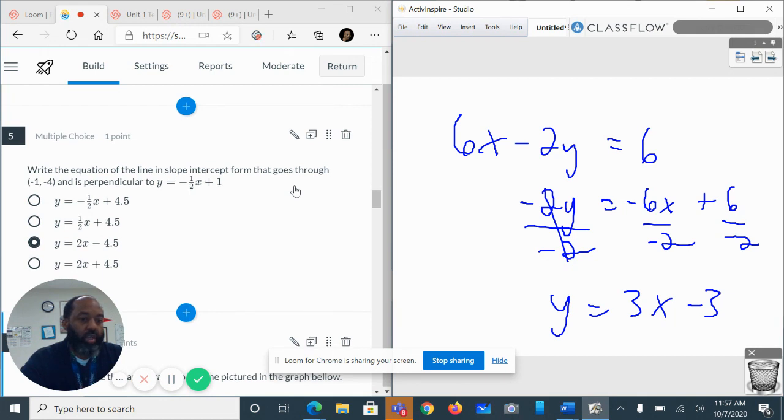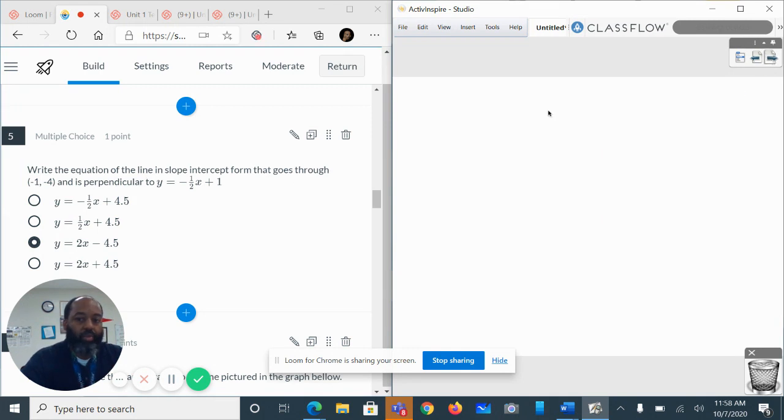All right, it says write the equation of the line in slope-intercept form that goes through the point and is perpendicular to that. Through the point and perpendicular. Well, this is the one we use y minus, my y1 is negative 4. My m, since it says perpendicular to this, I need to take the slope, the negative, flip it. So it's going to be 2. And then x minus negative 1.